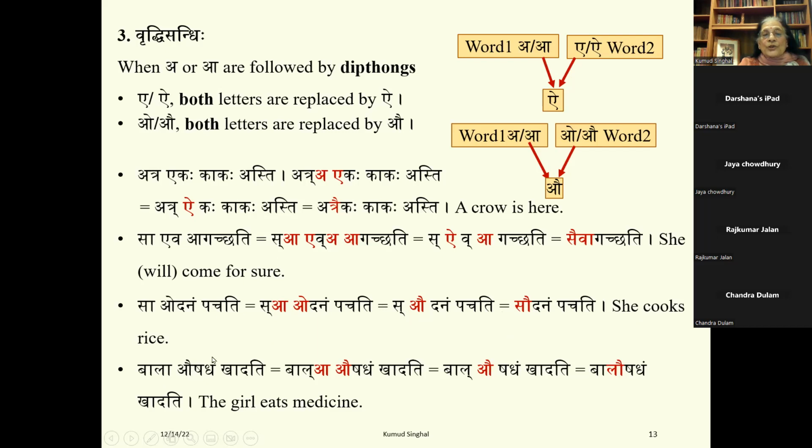Bala aushadham khadati. Aushadham is medicine, the girl eats medicine. So bala ends in a. Aushadham begins with au. Both will be replaced by au. So it will be balaushadham.